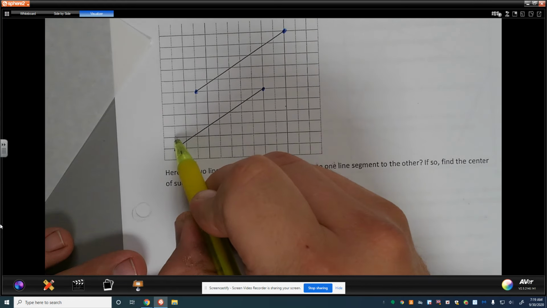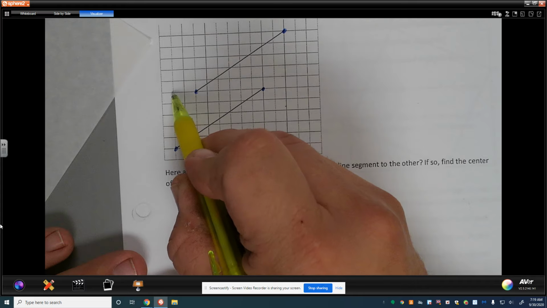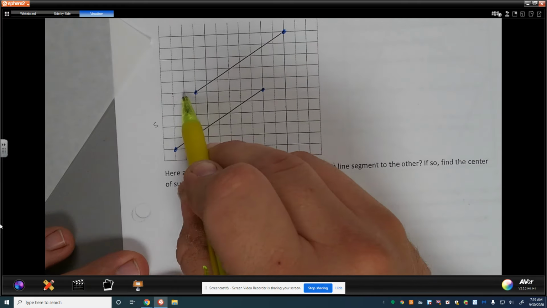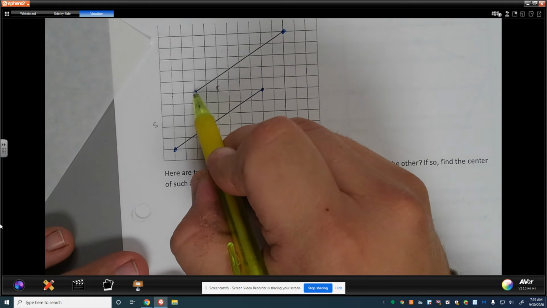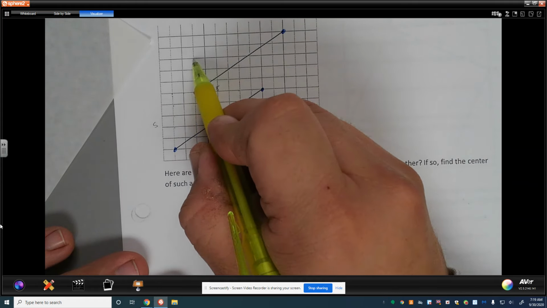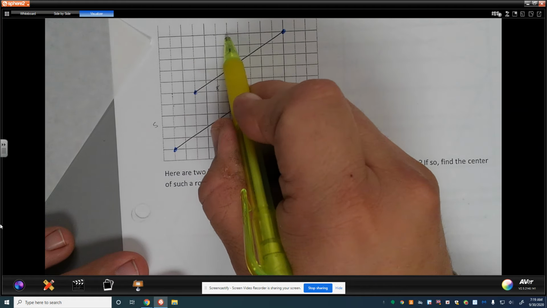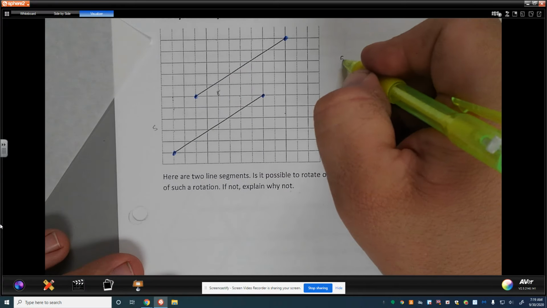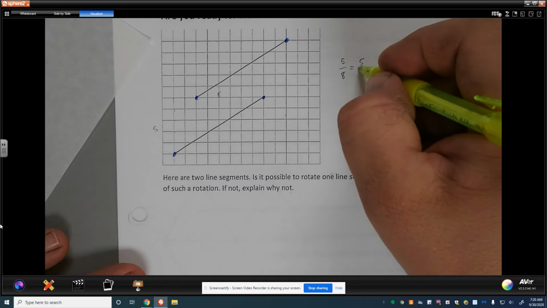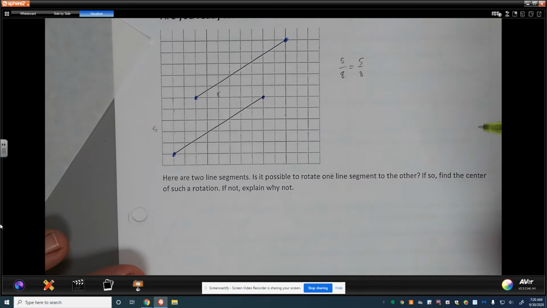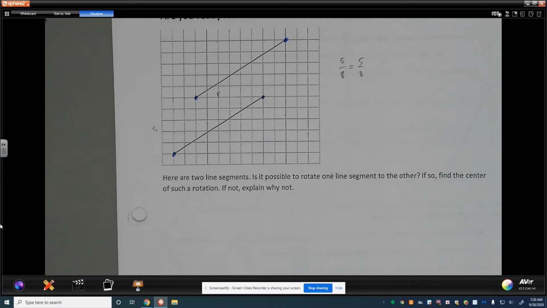And I'm going to count these. There's 1, 2, 3, 4, 5 units up, and 1, 2, 3, 4, 5, 6, 7, 8 units to the right. Let's see if the same pattern exists in the other one. 1, 2, 3, 4, 5. 1, 2, 3, 4, 5, 6, 7, 8. Since the pattern of rising up 5 units and running 8 units exists in both of them, and this relationship is equal, I can say that these two segments are parallel. Remember that one of the consequences of a 180-degree rotation is parallel lines or parallel segments.